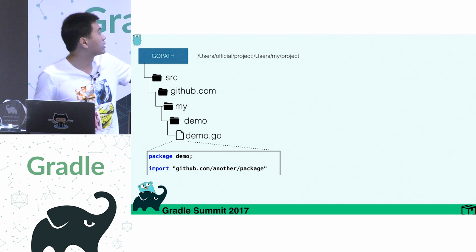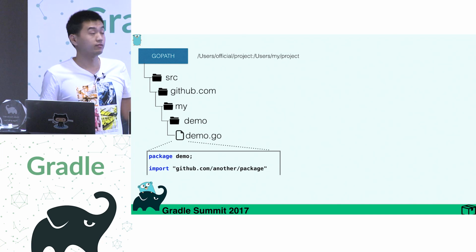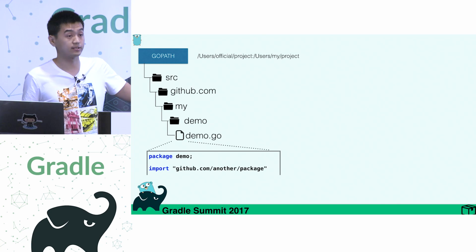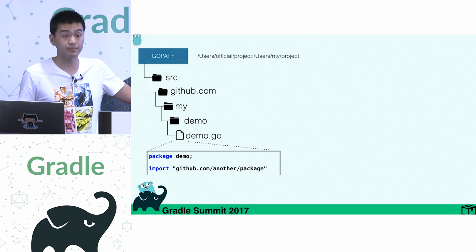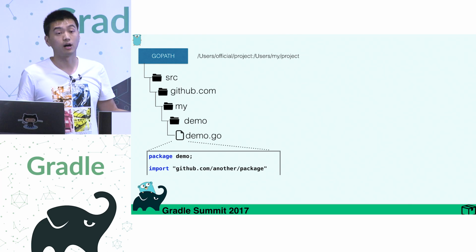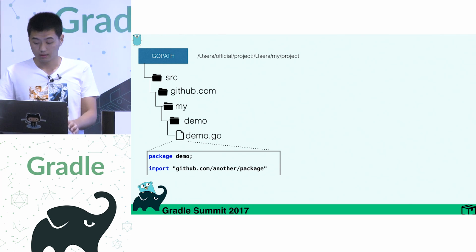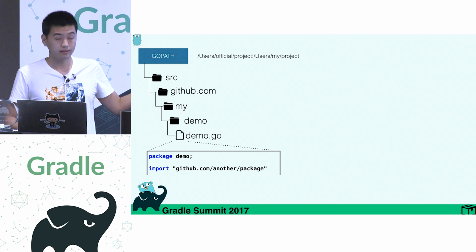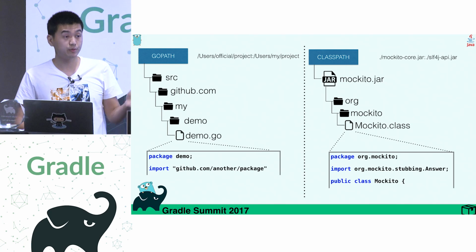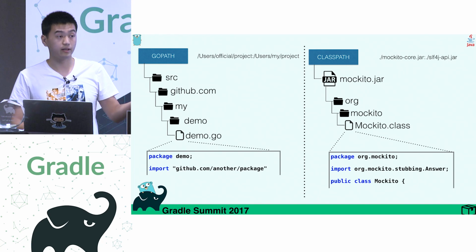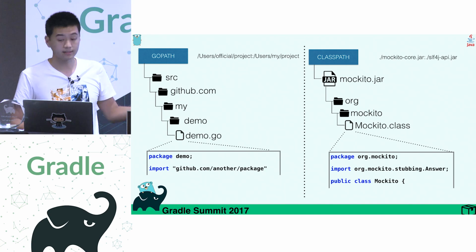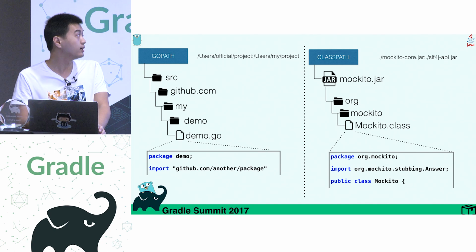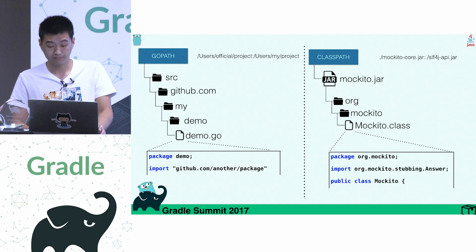What's more, GOPATH is an environment variable. It is a string which can contain multiple paths separated by colon or semicolon, depending on the operating system. Does this look familiar? Yes, in Java, many years ago, we put our jars in a global environment variable, the classpath. And when a package is imported, we find the package in those jars.